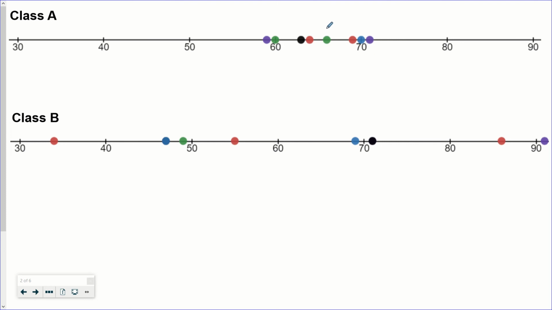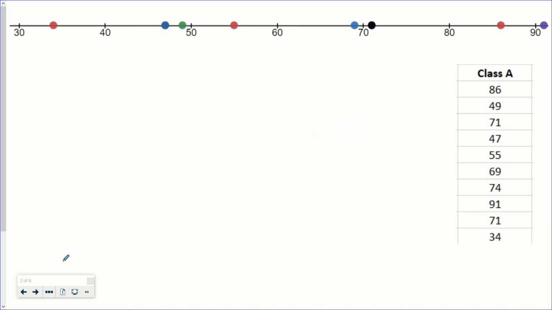So I've already worked out the mean. I know that the mean of Class A is 66 and the mean of Class B is 65. So that actually means that on average, the scores in Class A and Class B are quite similar, even though Class B is more spread out. So let's have a look at Class A's data to work out how to calculate the sample mean.